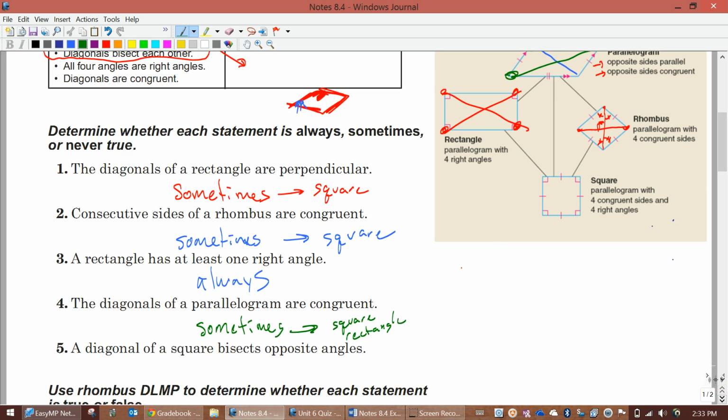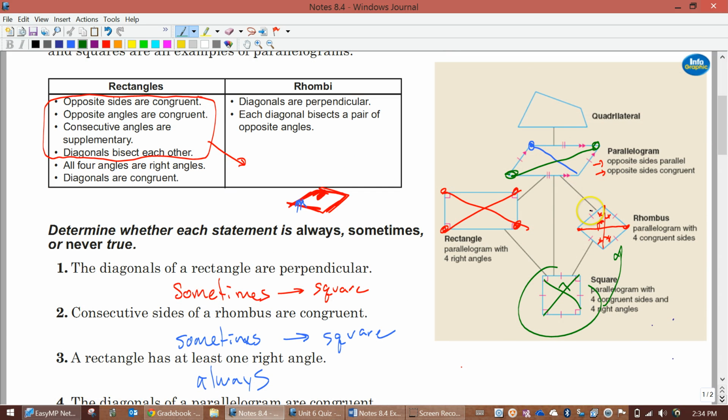Diagonals of a square bisect opposite angles. Always, sometimes, never. This one's always. Why is it always, though? That's 90, but why? A square is a rhombus, and it's true for a rhombus, which means it's true for a square. If it's true for the figures up above on this chart, it's true for everything down below.